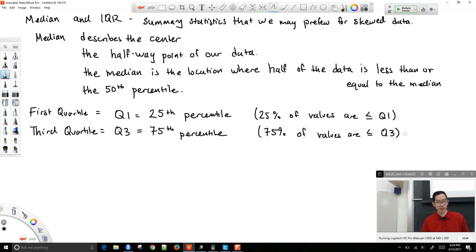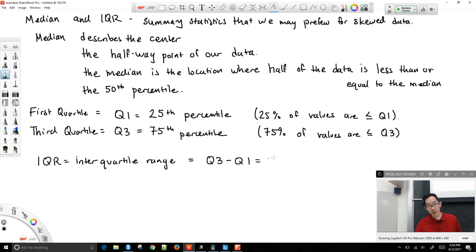Okay. So these are some definitions here. And the IQR, this is the interquartile range. This is equal to Q3 minus Q1. The distance between Q3 and Q1, that's the IQR.